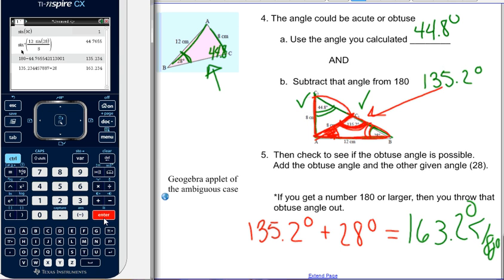We have the acute solution, which was this green triangle. So this is one solution. And then another solution is that angle C can be 135.2 degrees. The way that we know that's a solution is because the angles of this triangle add up to 163.2 degrees, which is less than 180. So that means it's still possible that this angle, angle A, can exist.